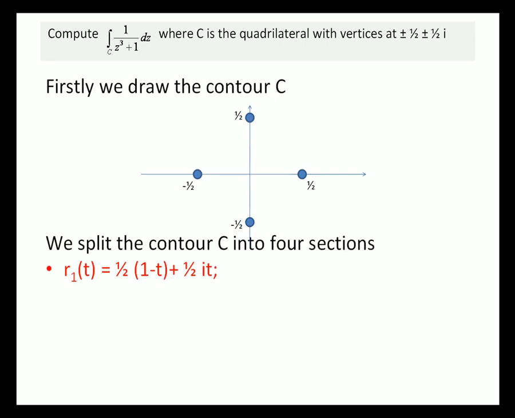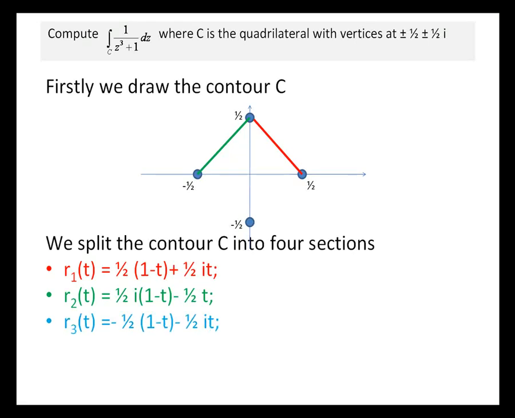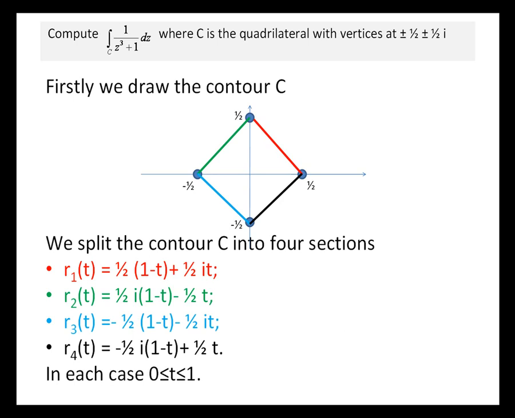In 4 sections we can parameterize the first section as a half (1 minus t) plus a half i t. The second section we can parameterize as a half i (1 minus t) minus a half t. The next section we can parameterize as minus a half (1 minus t) minus a half i t. And finally we get the final section which links us back together. So we have a square, and in each particular case the value of t goes between 0 and 1. So we now know what our contour is.